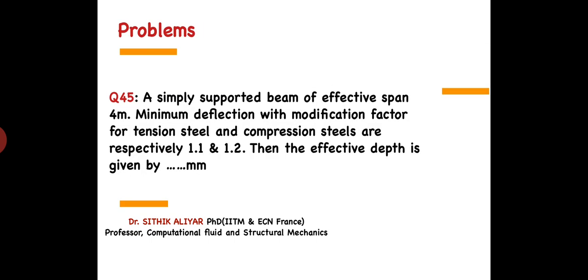Okay, so I will solve some 2-3 problems. I will show you how to use these formulas. Question: a simply supported beam of effective span 4 meter span length, minimum depth with modification factors K1, K2, K3 they have given. Unless they give, take the other factor as 1. Okay, then what is the depth? That's what they asked. It's very simple.